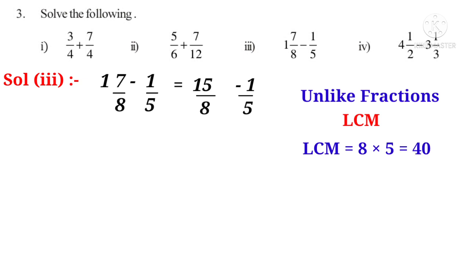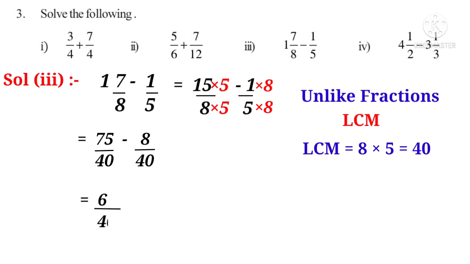Now observe that the denominator of the first fraction is 8, so we have to multiply both numerator and denominator by 5. And the denominator of the second fraction is 5, so we have to multiply both numerator and denominator of the second fraction by 8. So then we get 15 into 5 is 75 by 8 into 5 is 40, minus 1 into 8 is 8 and 5 into 8 is 40. Now by subtracting we get 75 minus 8 is 67 by 40.